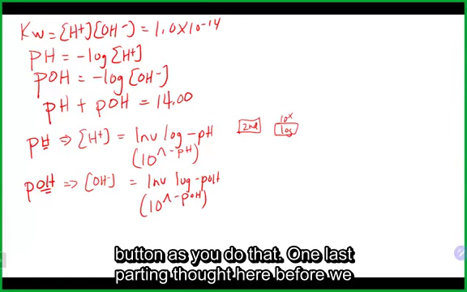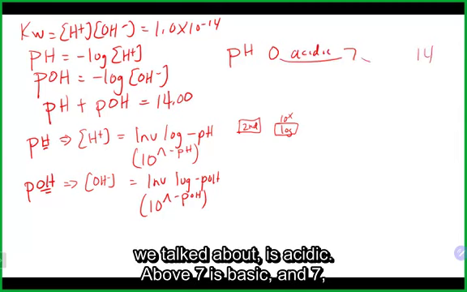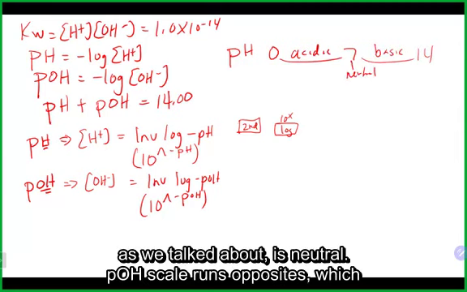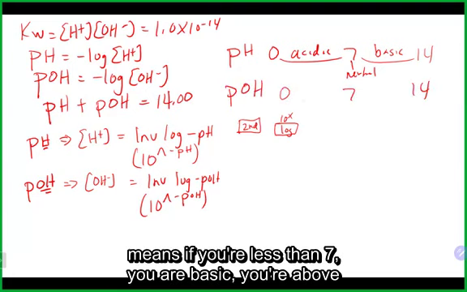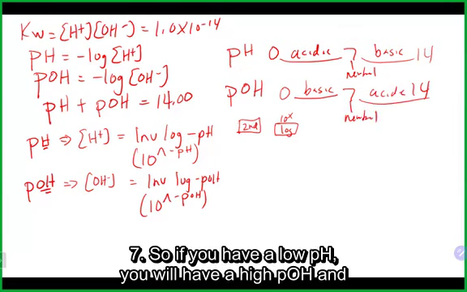One last parting thought here before we take off. pH scale is 0 to 7 to 14. Less than 7, as we talked about, is acidic. Above 7 is basic. And 7, as we talked about, is neutral. POH scale runs opposite, which means if you're less than 7, you are basic. If you're above 7, you're acidic. And you're still neutral there at a pH of 7. So if you have a low pH, you will have a high POH and vice versa.